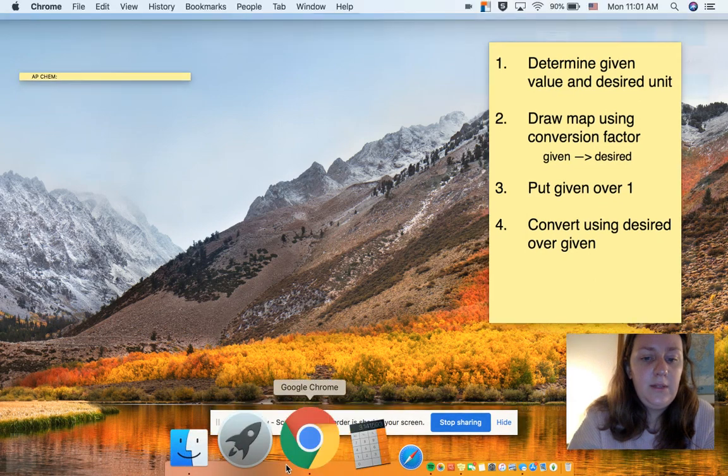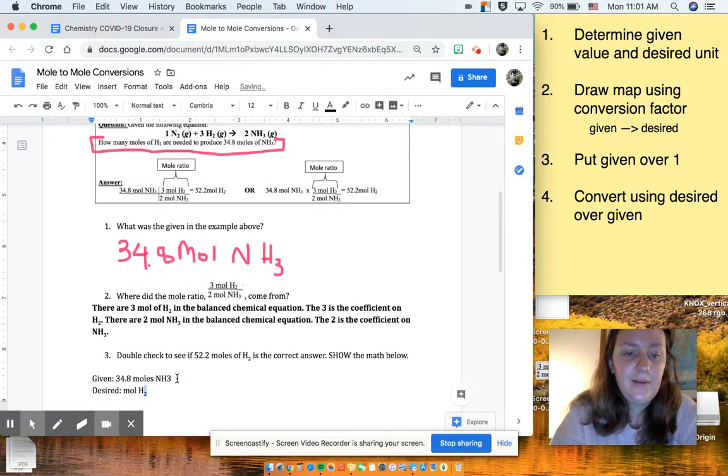Oh, I did not mean to do that. I just meant to do, there we go. Okay, so we've done step 1. We know what the given is and what the desired is.